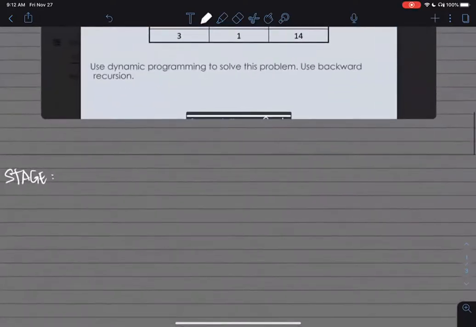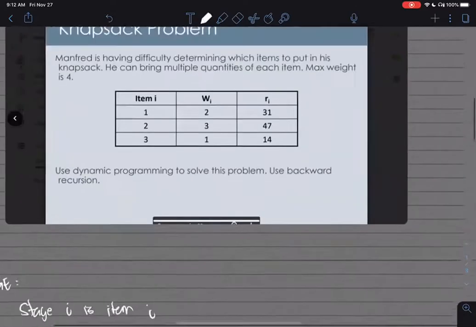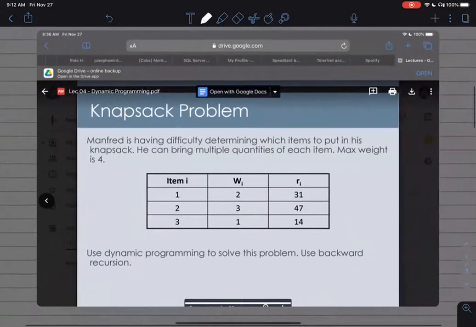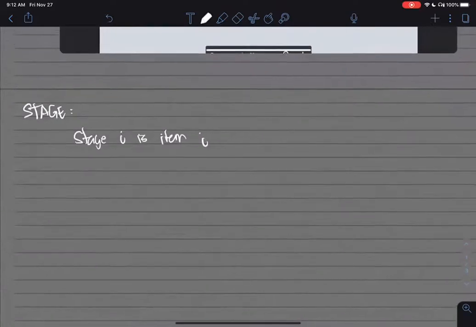So stage I is item I. For every item, I have to decide how many I will bring. So my stage is: when do I decide? I decide on every item. Okay? State. Okay, the state is a bit difficult. Let's do the alternative first.